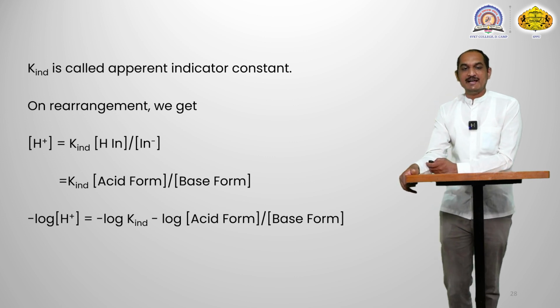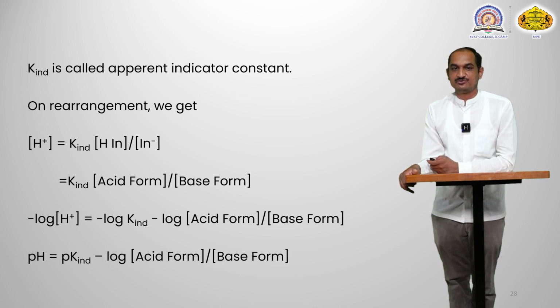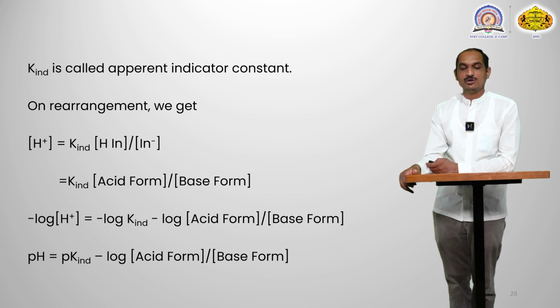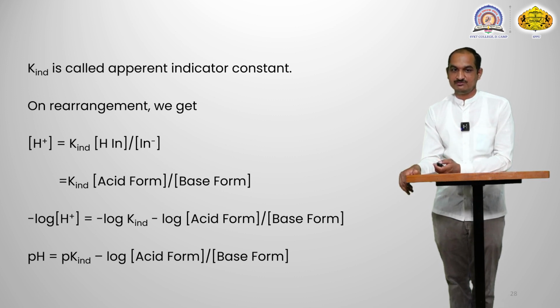Therefore minus log concentration of H+ is equal to minus log of K indicator minus log of the concentration of acid form divided by the concentration of base form. Therefore pH is equal to pK indicator minus log of the concentration of acid form divided by the concentration of base form. This is the final equation.